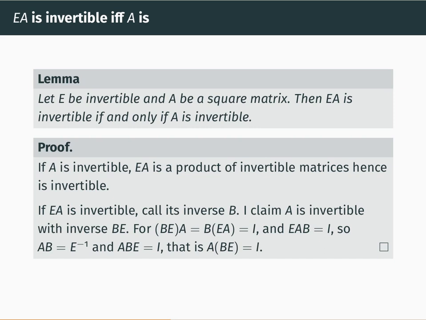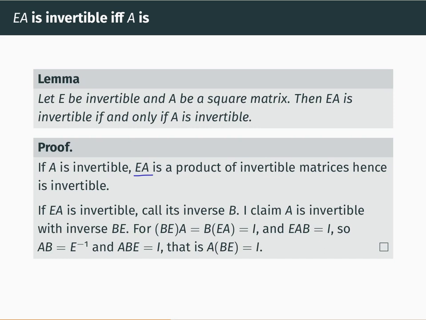One direction of this proof follows from something which we mentioned quite a few videos ago now. A product of invertible matrices is invertible again. That was in the video where we introduced the notion of invertibility. So if A is invertible and E is invertible, then EA is also invertible, which gives one direction of our lemma.